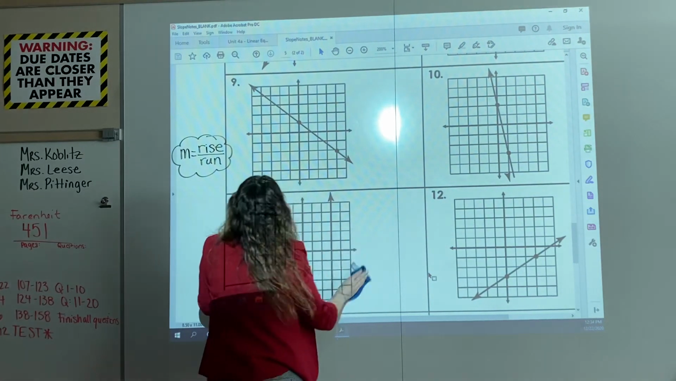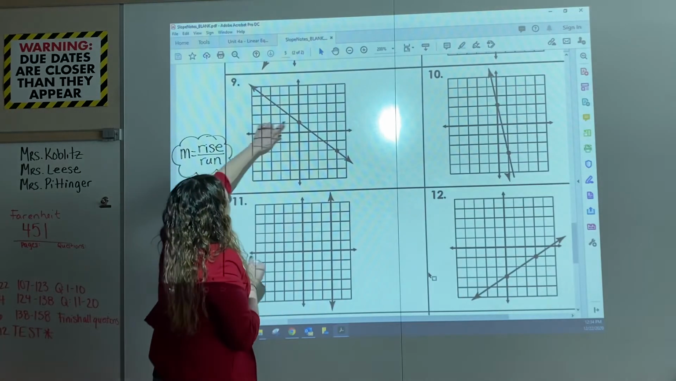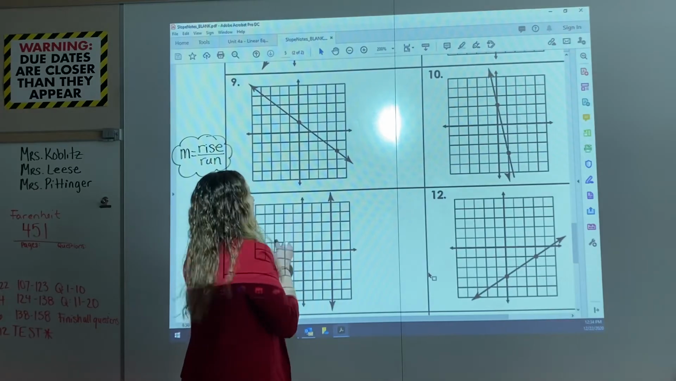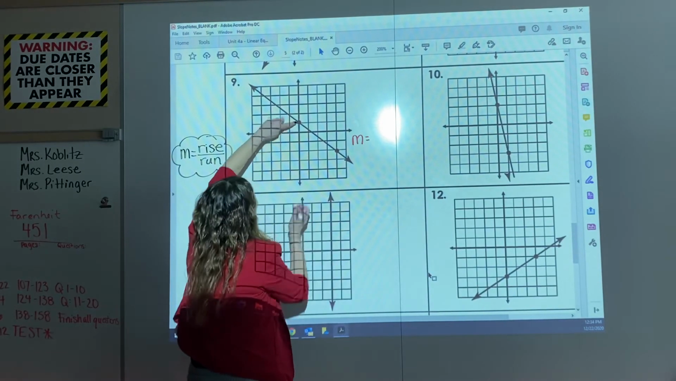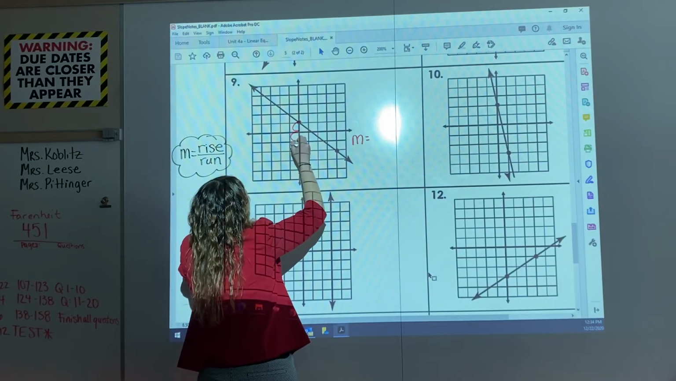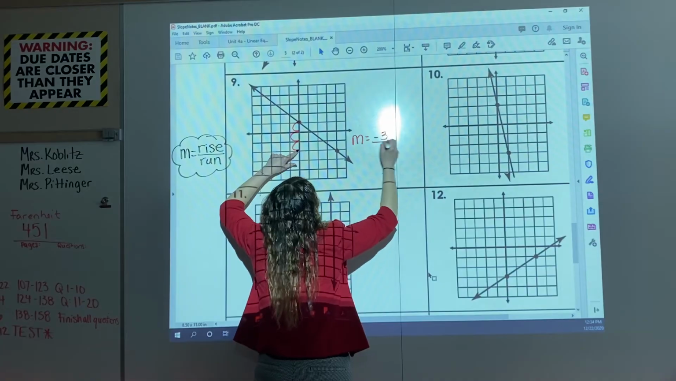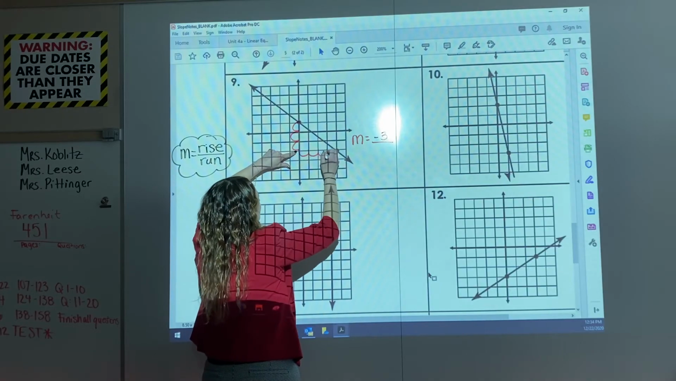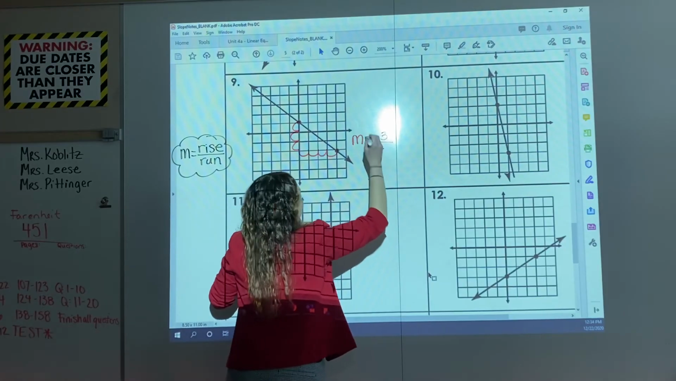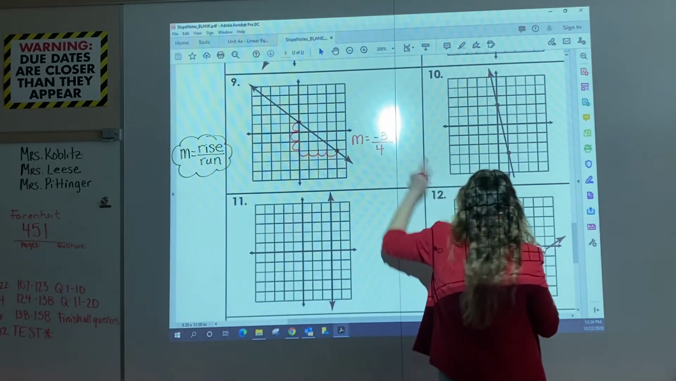Alrighty. Let's look at number 9. Again, left to right. I see this is going down, so it should probably be a negative and represents slope. I'm going to go down first. 1, 2, 3. Yep, that gets me to there. And then I need to go to the right. 1, 2, 3, 4. That's simplified. I'm all done.